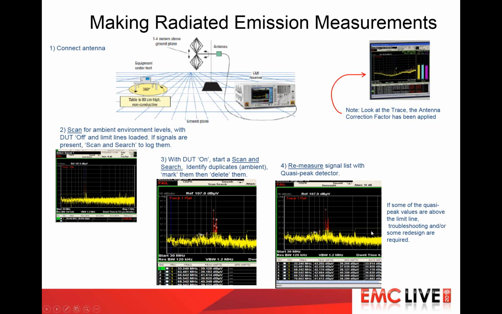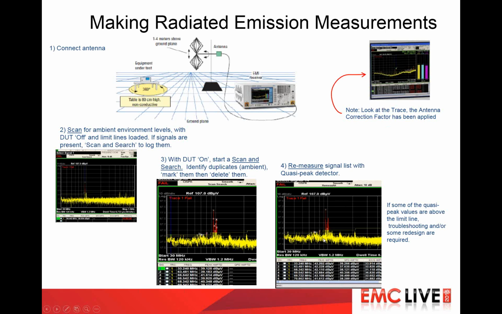Now, one thing down here, you can see that the noise floor is flat on these three screens on the bottom. Up here on the right, it actually has some curvature to it. That's because up here on the right, the correction factors have been entered for your antenna. So always be sure to enter your correction factors. Every antenna that you purchase will have correction factors.